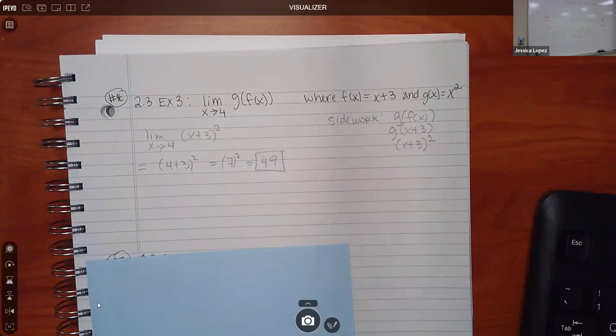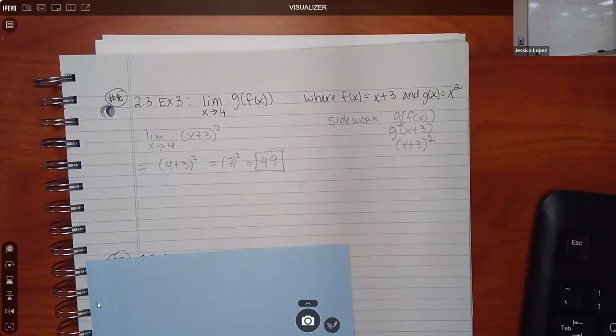What I like to do is side work, figuring out what the composition is first. So I wrote g of f of x. I know that f of x is x plus 3, right? So then I want to know what g of x plus 3 is. What does that mean? That means I have to plug in x plus 3 into g. Now that I know what my composition function looks like, all I do is put it back into the limit, replace that weird notation with what it is, and then I tried direct substitution.